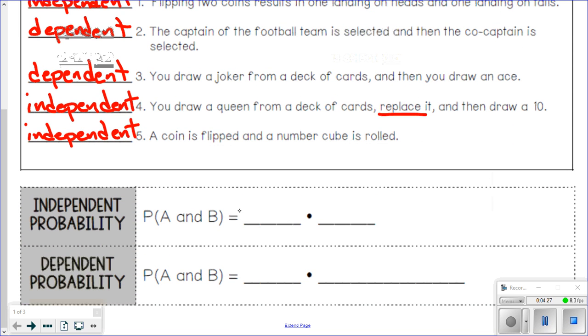If the two things don't affect each other, that's independent probability. And the way you calculate probabilities, you just take the probability of A times the probability of B.